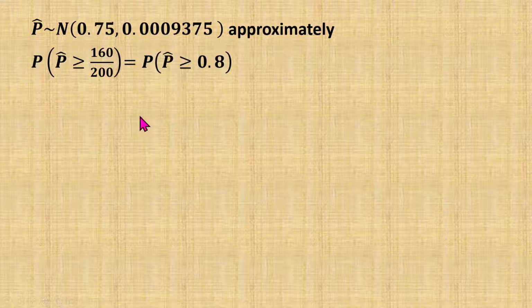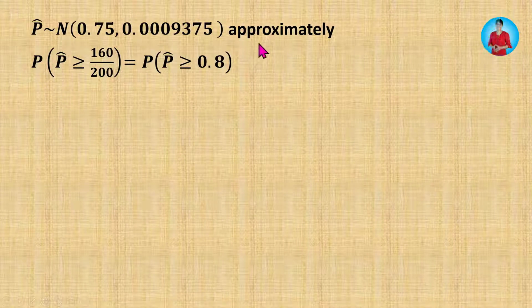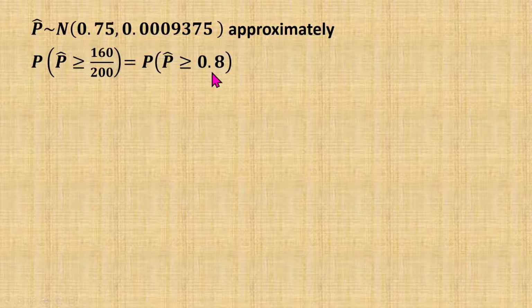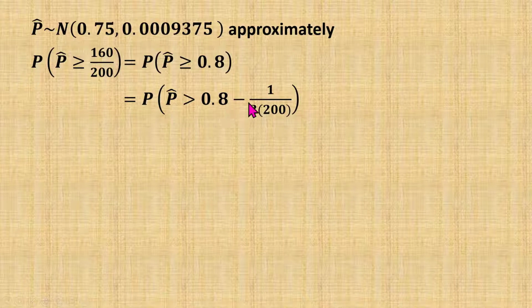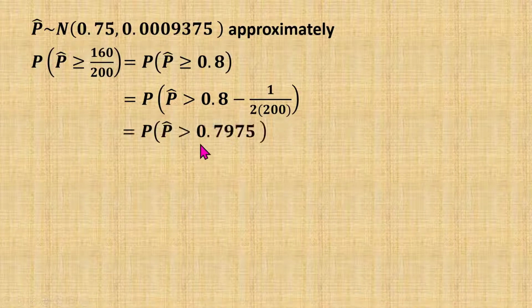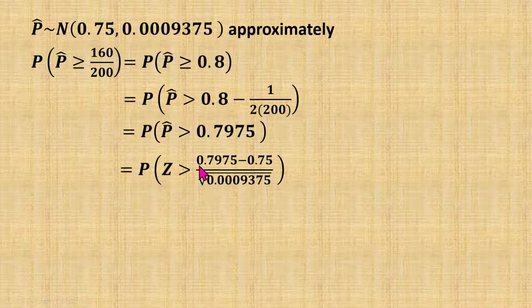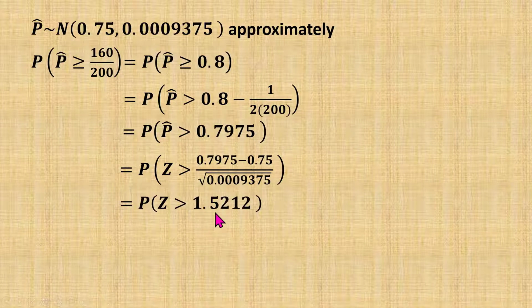Before we continue, since in this question we use normal distribution as the approximation and the sample proportion is a discrete variable, we need to do the correction. Since the sample proportion is greater than or equal to 0.8, where 0.8 is included, under the correction it becomes 0.8 minus 1 over 2n. After simplifying, it is equal to 0.7975. Then we change the sample proportion into the z-score: 0.7975 minus the mean 0.75, divided by the standard deviation. After simplifying, we get 1.5212.